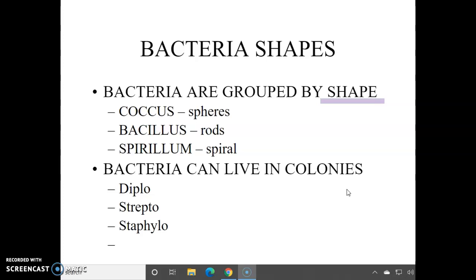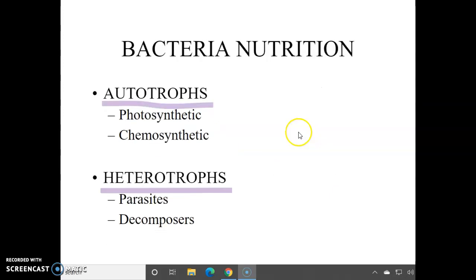Diplo means they're in groups of 2. Di means 2. You've often heard of streptococcus. So strep throat is caused by a streptococcus bacteria. And coccus means it's spheres, and strep means it's in a long chain. And then staphylococcus or staphylobacillus. You've heard of staph infection. Staph means it's in a cluster, kind of like grapes. So you put one word in front, which tells about the colony, and one word second that tells about the shape.